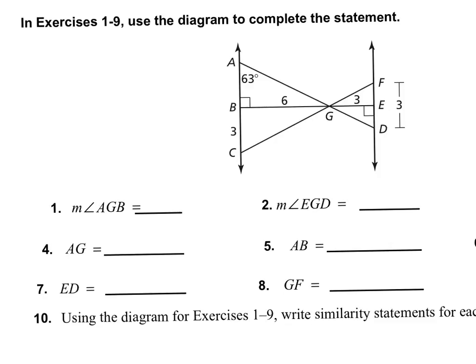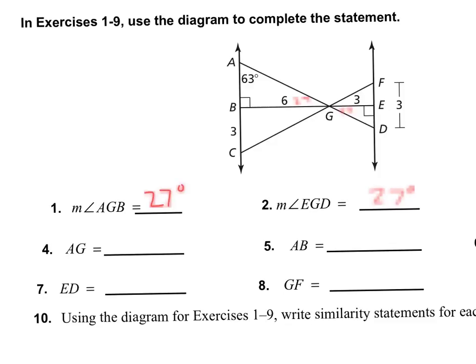Good. So I have 2 labeled angles in that triangle. I can find the third easily. So 63 plus 90 is 153. So 180 minus 153 is 27. Is that right? Did you guys get 27? Okay.